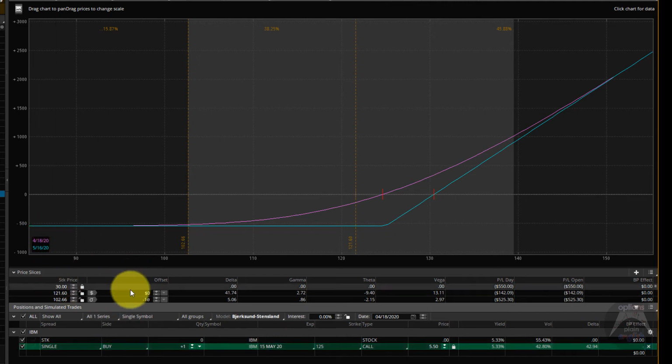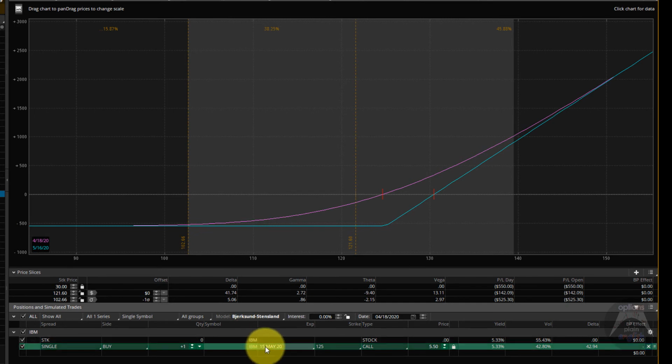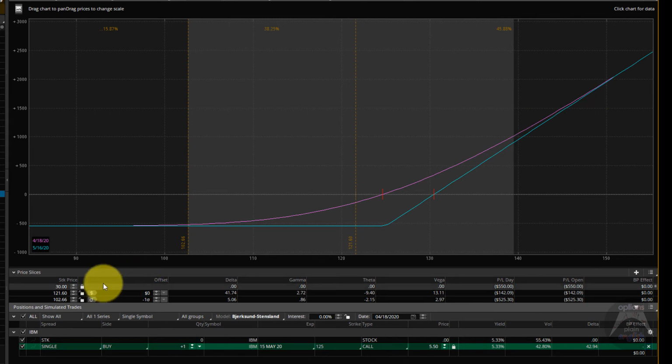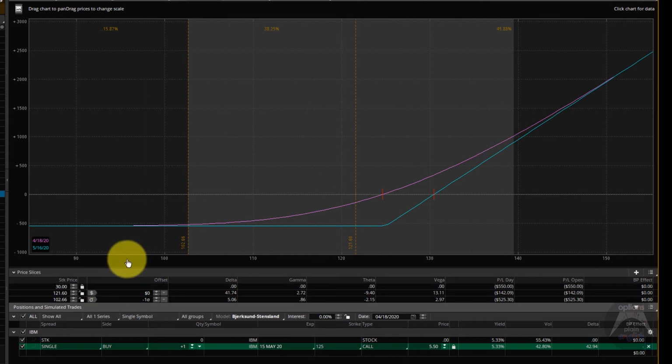So the blue line is at expiration. It's a solid line. It's a straight line and then an angle line, but it's still straight. It's not a curve. And the line representing P&L today would be the purple line. In this case, you can see that it's a curve and it's different than the blue line.